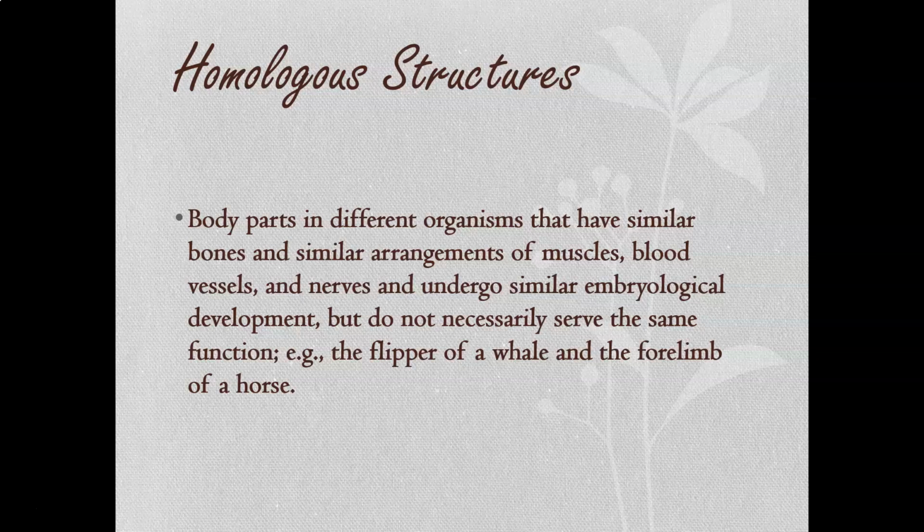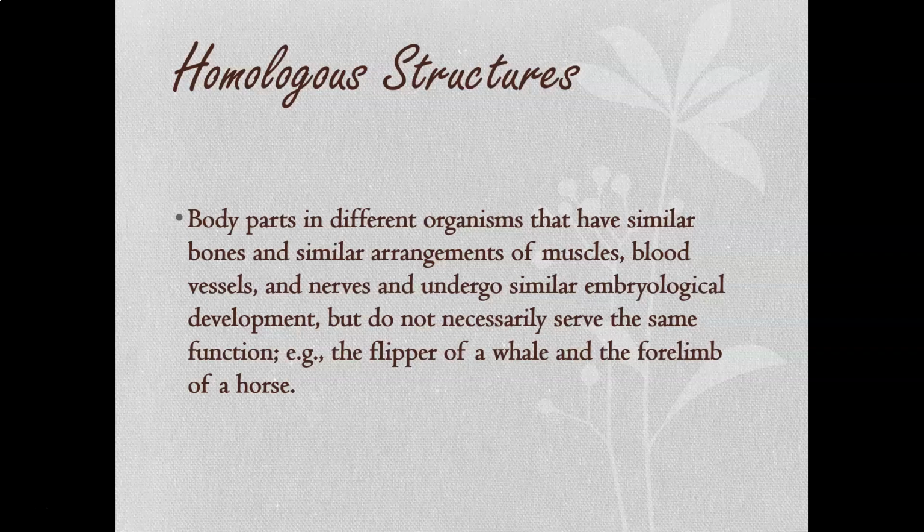So these are structures that exist in a variety of species that have some similar arrangement in terms of the way the muscle connects, in terms of the bone structure, blood vessel connections, nerves, so on and so forth, as well as undergoing similar embryological development, meaning when they go from first fertilized cell to developing into an embryo, fetus, and then eventually a baby and into an adult, all of that development early on also is very similar.